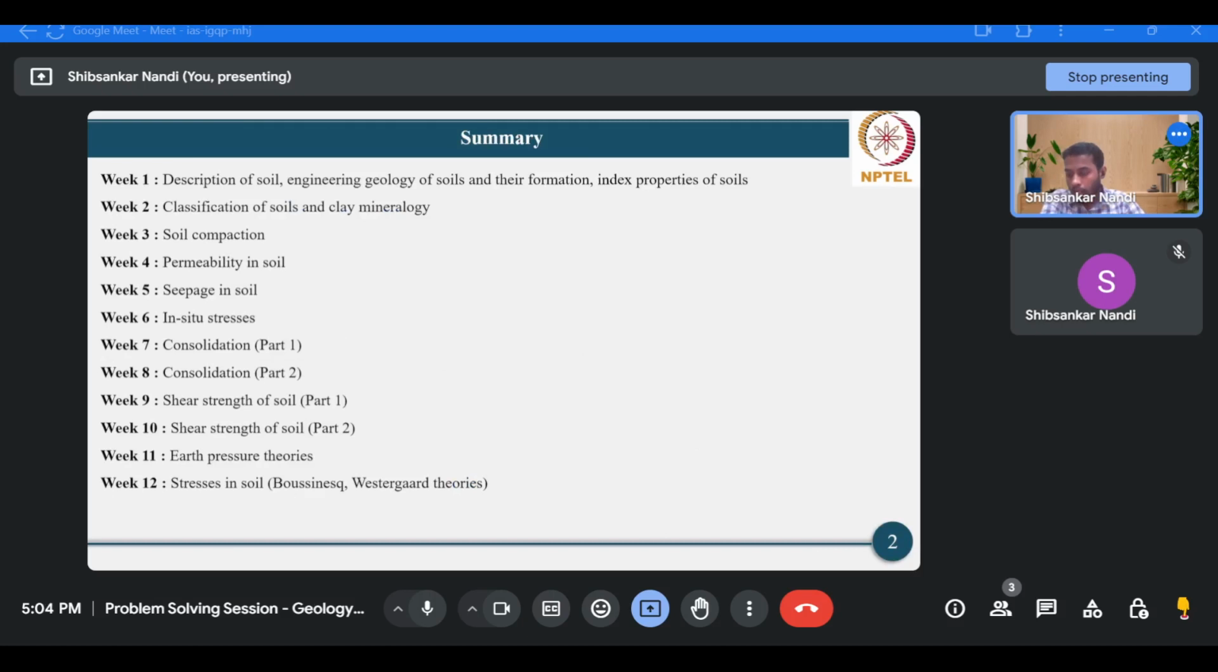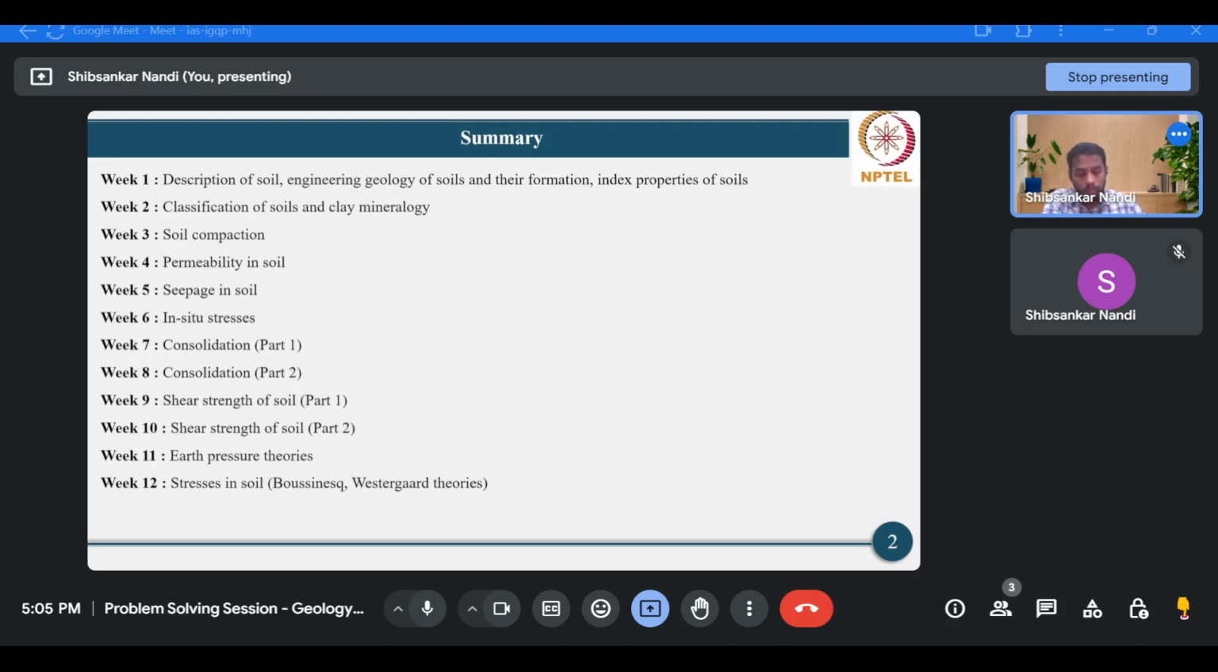So if we try to make a quick summary of this particular course, then we have to begin with the description of soil, engineering geology of soils and their formation, and index properties of soils, which we learned in the very beginning, that is in the first week of this course. Under these headings, we have mostly seen what soil is, how it is formed, and typical soil deposits in various parts of India, which are mostly encountered in different investigation reports.